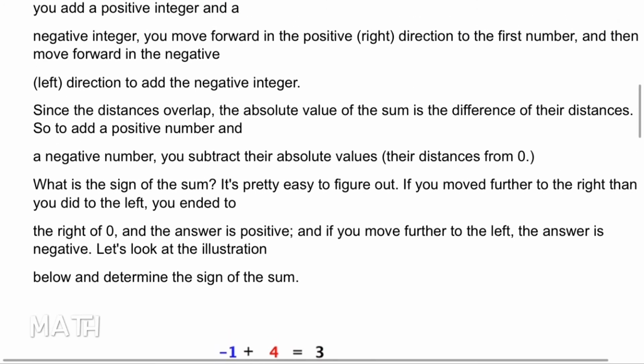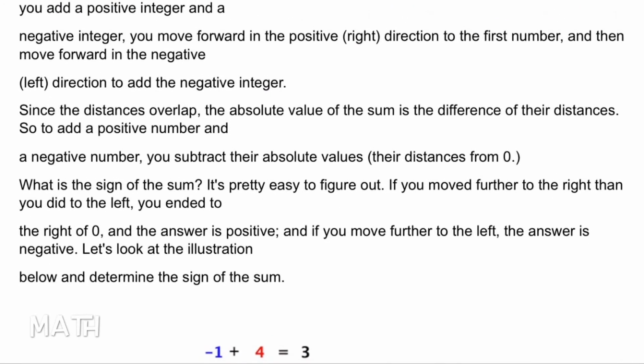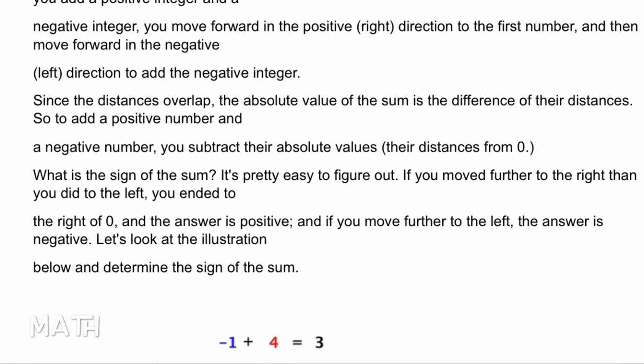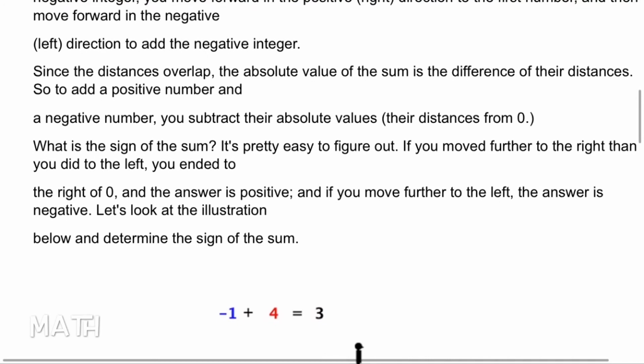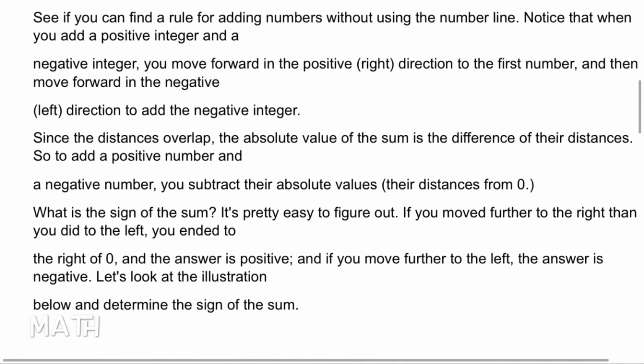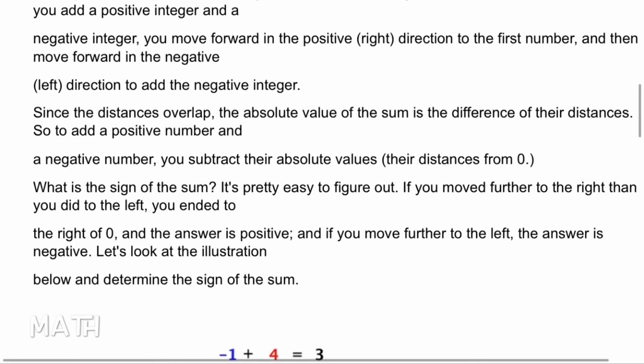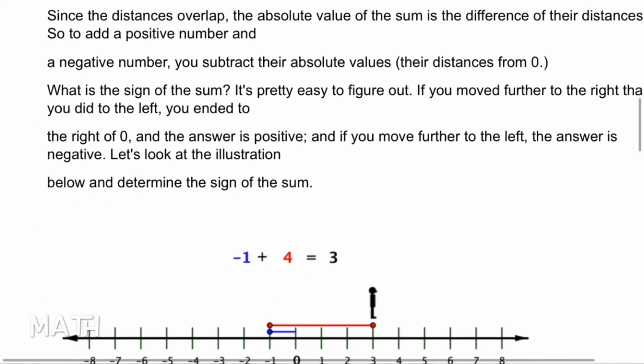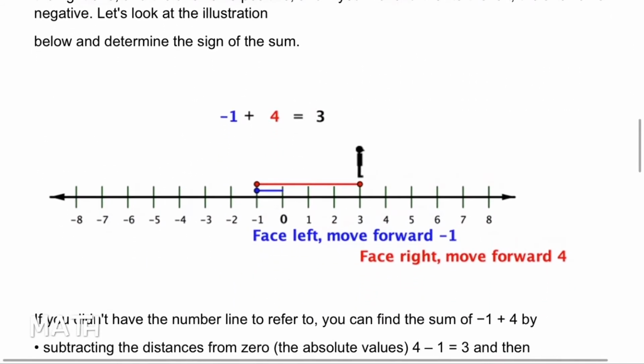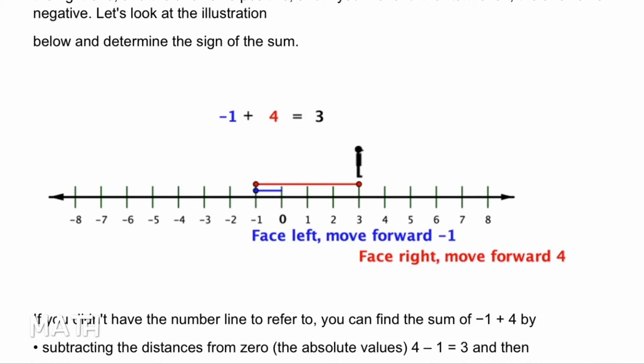What is the sign of the sum? It's pretty easy to figure out. If you move further to the right than you did to the left, you end up to the right of the 0, and the answer is positive. If you move further to the left, the answer is negative. Let's look at the illustration below to determine the sign of the sum.